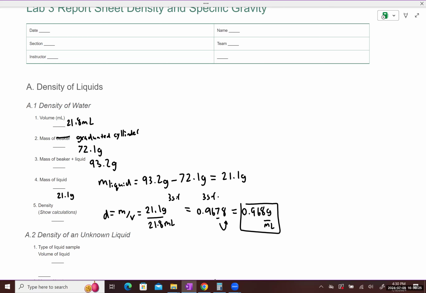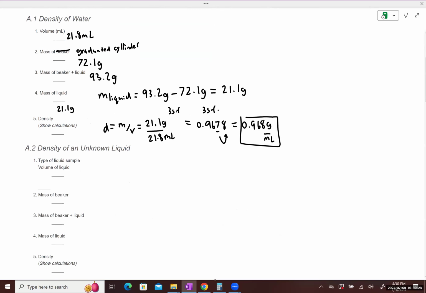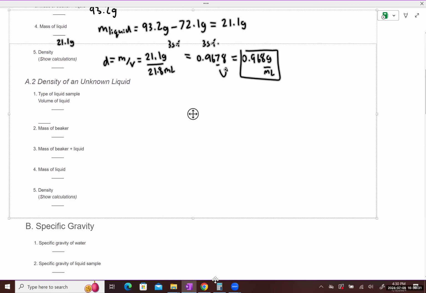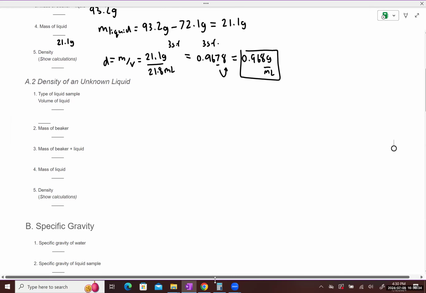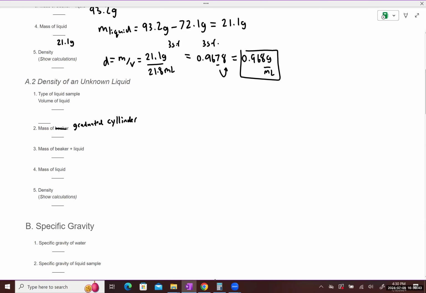We're going to use the exact same procedure to figure out the density of an unknown liquid. Again, as always, instead of using a beaker, we're going to use a graduated cylinder. The reason why we're using a graduated cylinder is we avoid an issue if we lose liquid during transfer, we get a less accurate density reading. So just putting the liquid directly in the graduated cylinder and weighing the graduated cylinder ensures all of the liquid that we weigh is actually liquid found in the graduated cylinder.